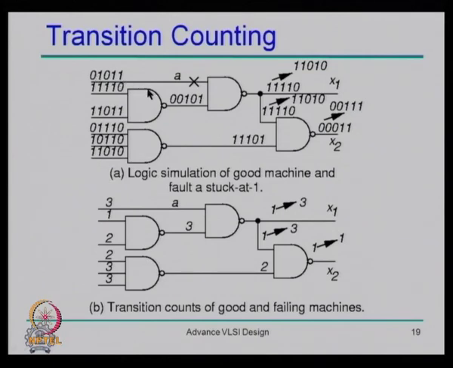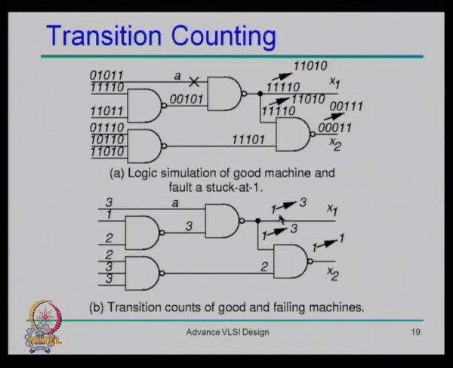cycles, then what I will get is this as the response when it is fault free, and this when it is faulty. Both of the responses have different transitions. If you look here, there is only one transition from 0 to 1, whereas in this one you can see there are more. One is from 1 to 0, then 0 to 1, and then again 1 to 0. So there are 3 transitions. In the same way, at the second output, here there is one transition and here there is also one transition.